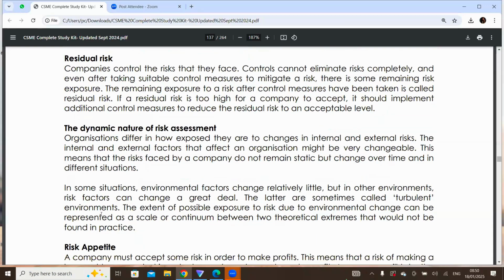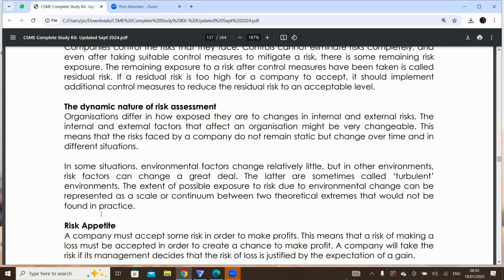Let's look at the dynamic nature of risk assessment. Now, we said that the way organizations are exposed to changes in internal and external risks differs. So there's no one size fits all for risk. You must know how you want to deal with the risks that you are facing, right?